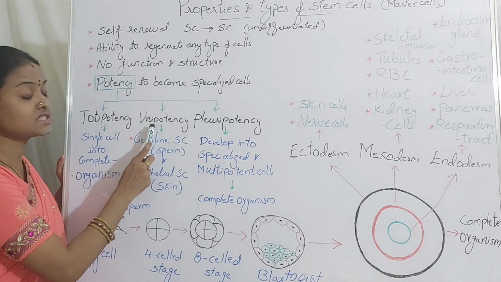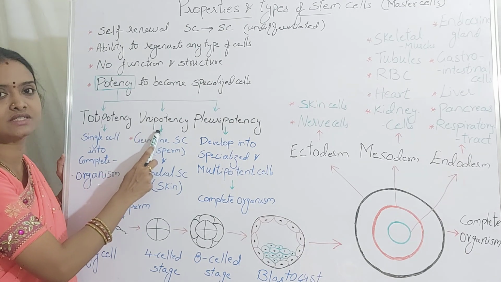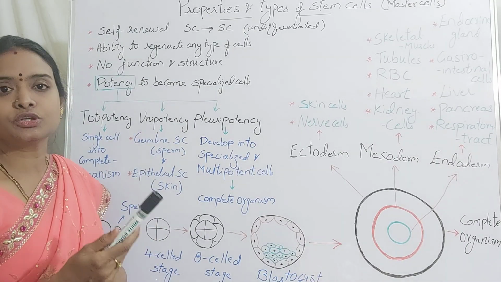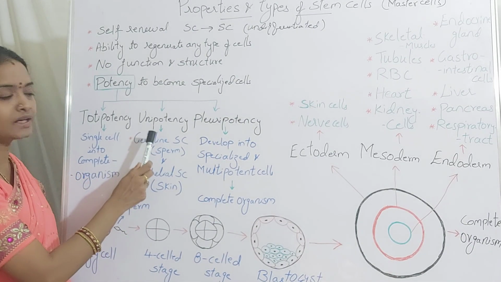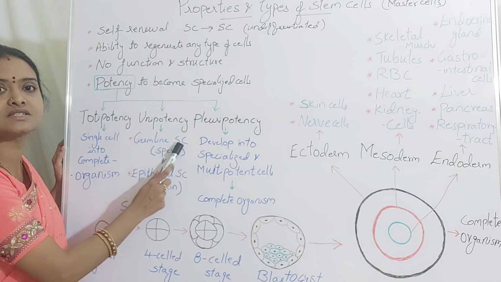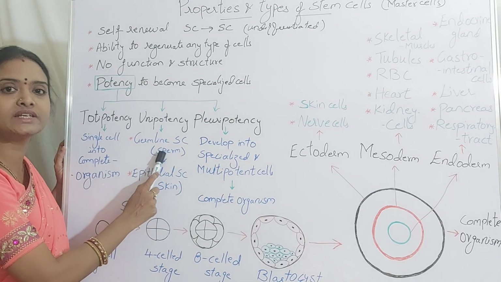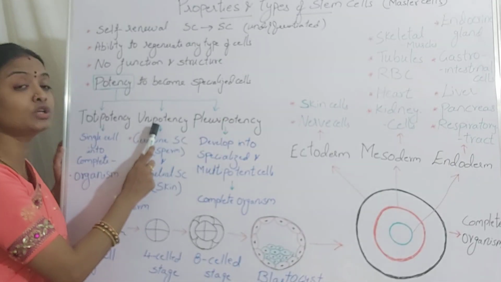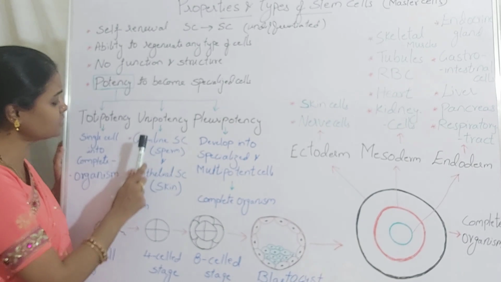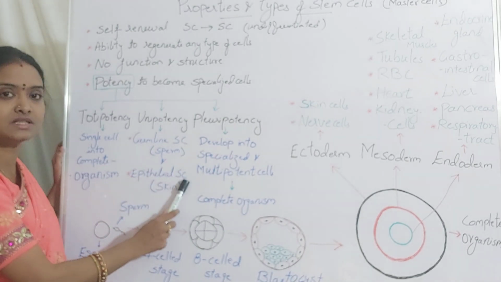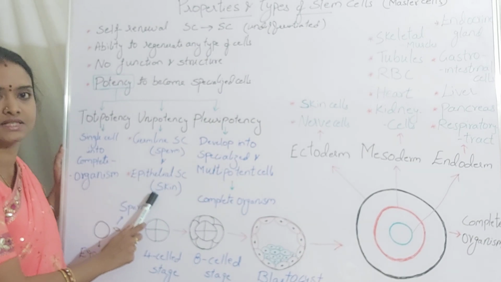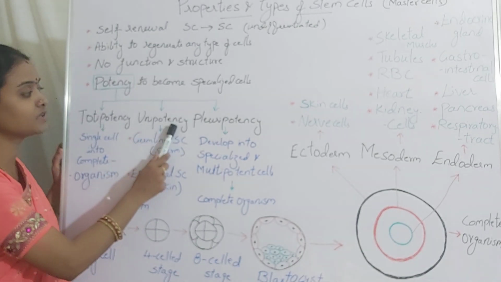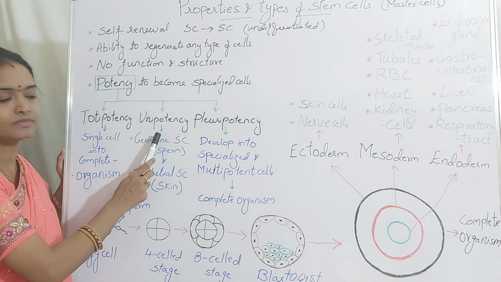Coming to the next one, unipotency. The unipotency property is observed in unipotent cells. The name itself refers to the ability to produce only one type of cell. For example, germ-line stem cells can produce only sperm cells, not any other cells. So they have the unipotency effect. Another example is epithelial stem cells, which can give rise to only skin cells. Only one type of cell can be produced by these epithelial stem cells. So they are referred to as unipotent stem cells.